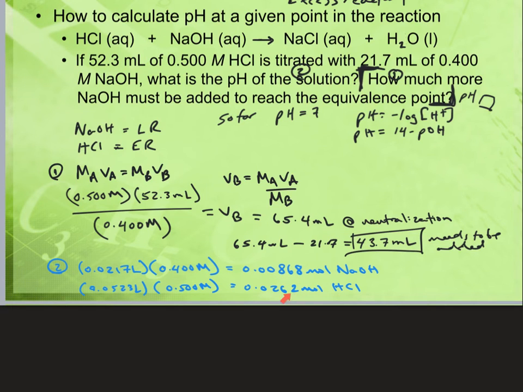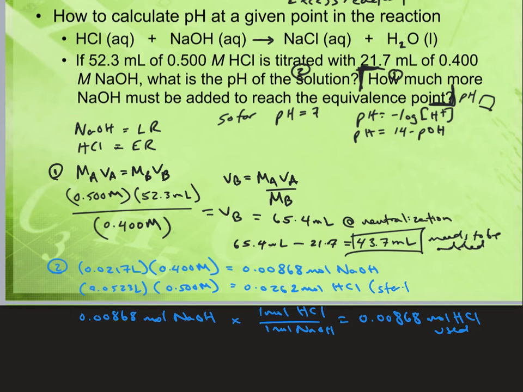And so essentially, since everything's in a 1-to-1 ratio here, this volume of base is going to eat away that amount of acid. That's how much acid is going to get used. If you really want to write this out, we can write 0.00868 moles of NaOH times 1 mole of HCl for every 1 mole of NaOH. And that means that we use 0.00868 moles of HCl. So this is how much gets used up. This is how much we started with.